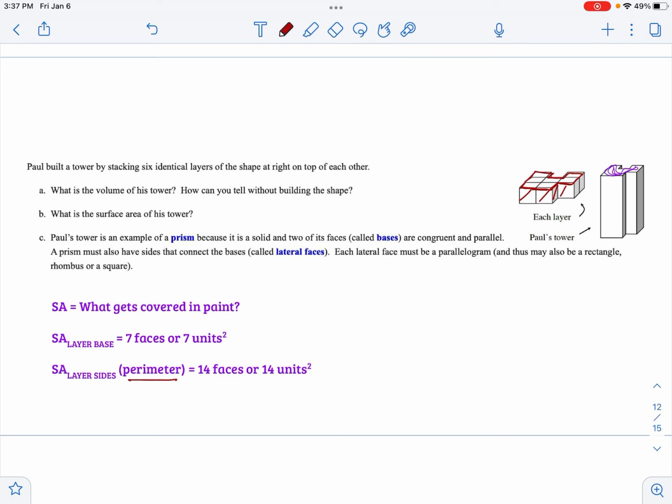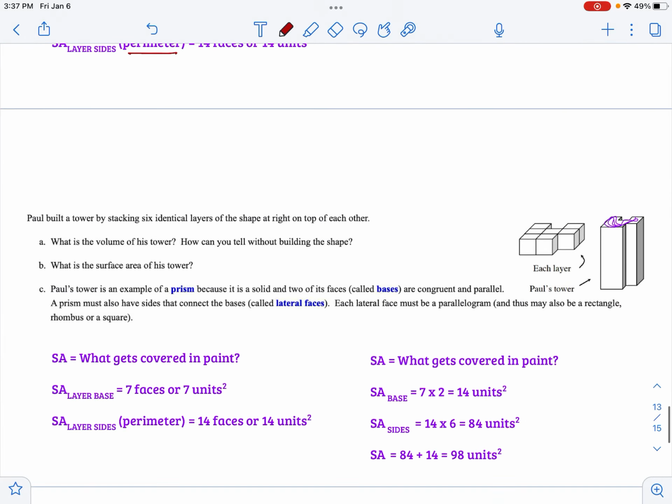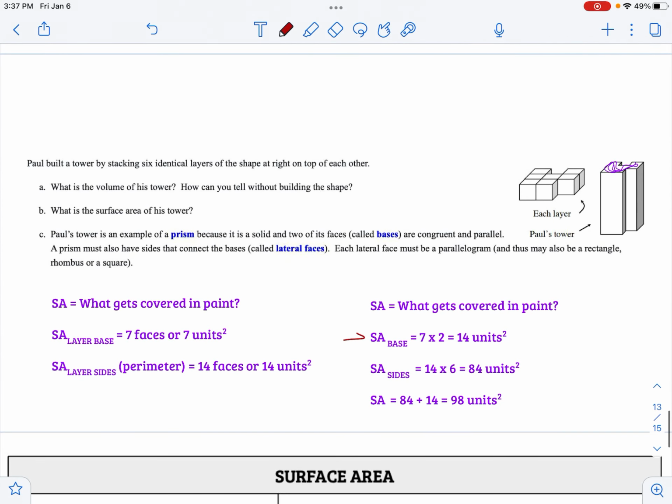So now that we've got the 2 possible options we have for paint, we want to think about what this looks like for the whole tower, not just one layer. So the top is a base and the bottom is a base. So I'm going to have 2 of those base layers. Now I want to think about the sides. Those 14 sides are repeated for all 6 layers. So I multiply that by 6. When I add those up, I get 98 units squared.